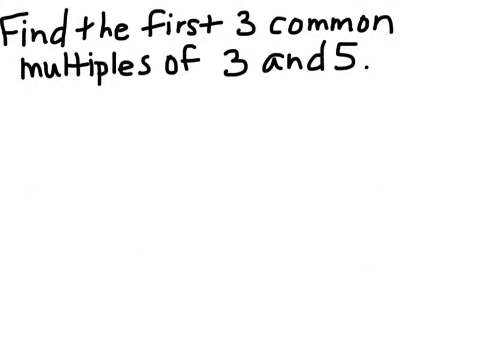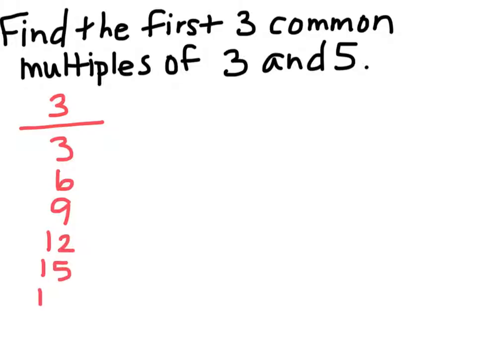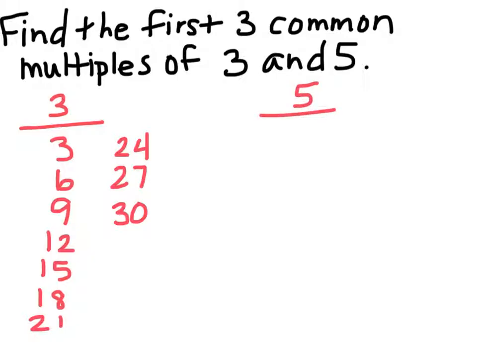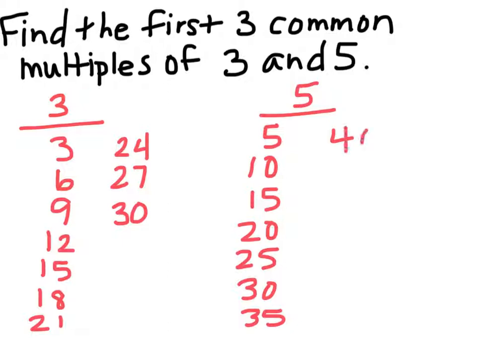Let's try another problem. This problem asks us to find the first 3 common multiples of 3 and 5. So we'll begin by finding the multiples of 3. They would be 3, 6, 9, 12, 15, 18, 21, 24, 27, and 30. That's our first 10. Let's stop there. Now let's find multiples of 5. They would be 5, 10, 15, 20, 25, 30, 35, 40, 45, and 50 would be our first 10.